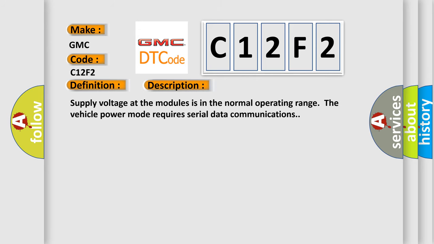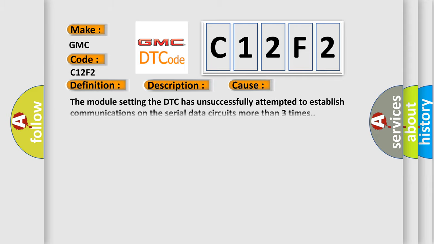Supply voltage at the modules is in the normal operating range. The vehicle power mode requires serial data communications. This diagnostic error occurs most often in these cases: the module setting the DTC has unsuccessfully attempted to establish communications on the serial data circuits more than 3 times.